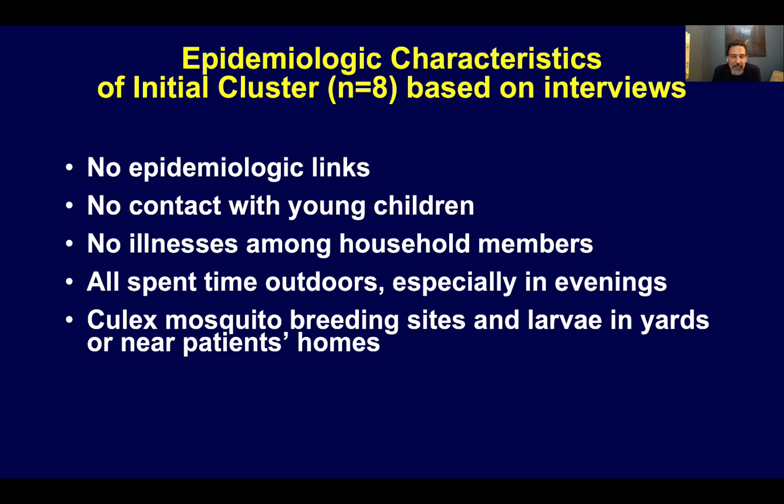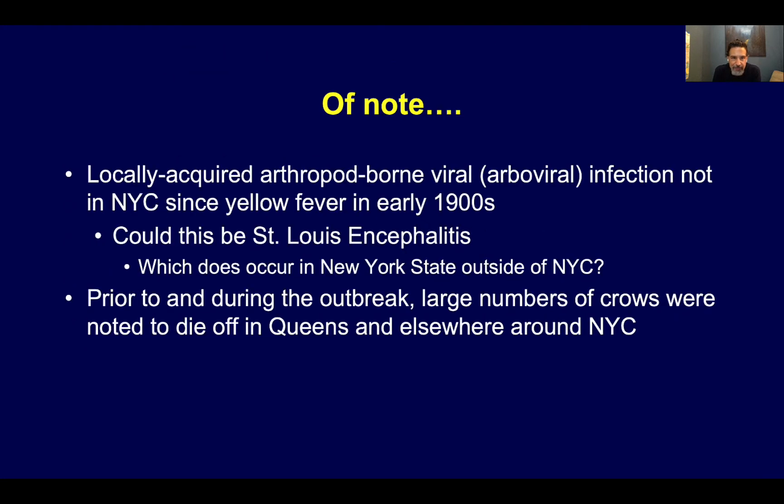And so accordingly, the New York City Department of Health recommended that the specimens sent to the State Health Department and the CDC be tested for arboviruses. One thing of note at this point is that it would be unusual to have an arboviral infection or a mosquito-borne viral infection circulated in New York City, since there really hadn't been any cases of viral mosquito-borne illness in New York City since the early 1900s with yellow fever. So one question was, could this be St. Louis encephalitis virus, another mosquito-borne virus? It does occur in New York State, but not in New York City. But it seems reasonable to think that this could be a situation where St. Louis encephalitis was being spread by mosquitoes inside the city.